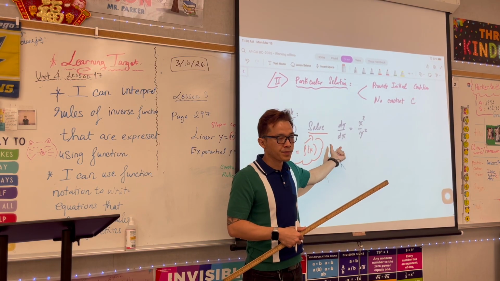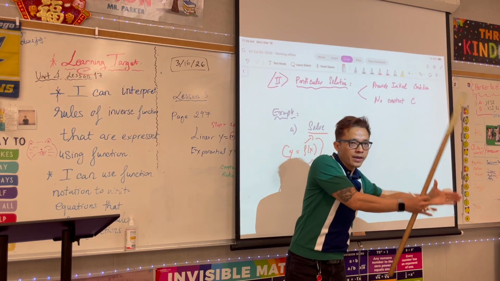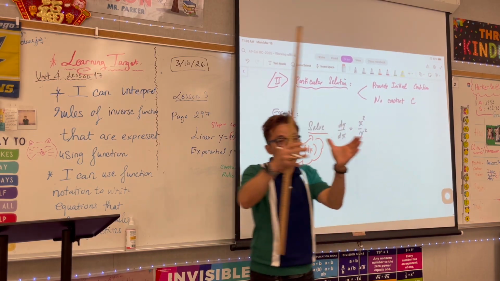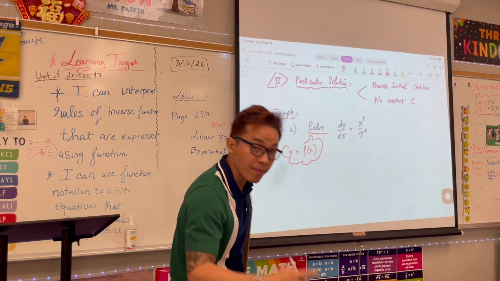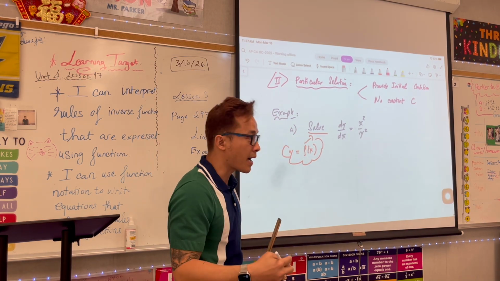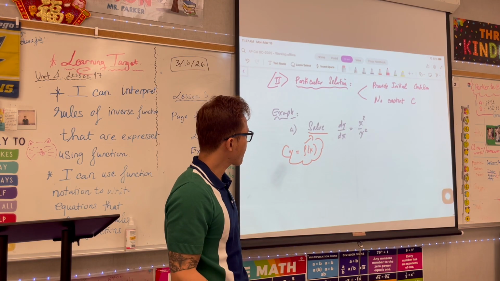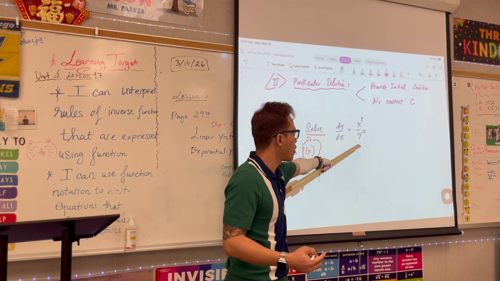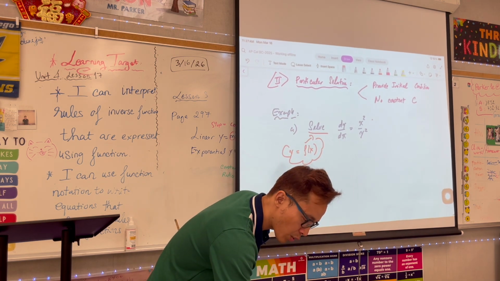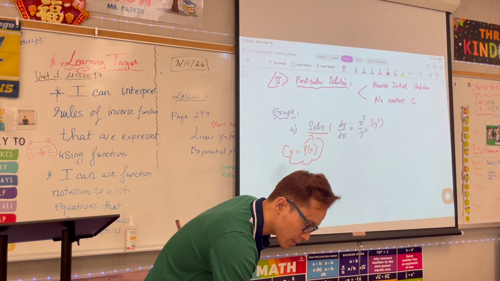From here, how do I get the y to go with only the y and the x to go with only the x? I multiply both sides by y squared. You can multiply by dx or y squared either way. Let's do y squared. Multiply both sides by y squared.